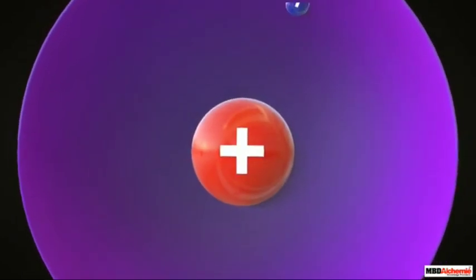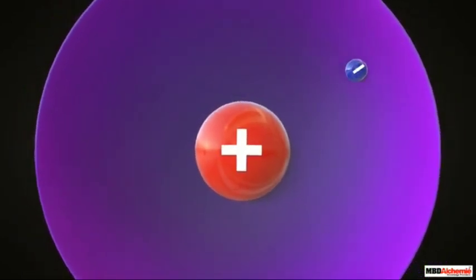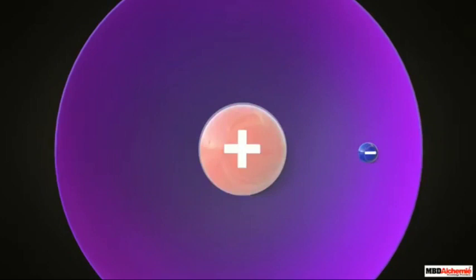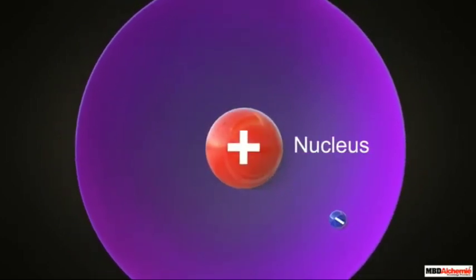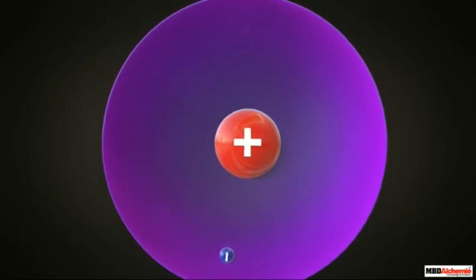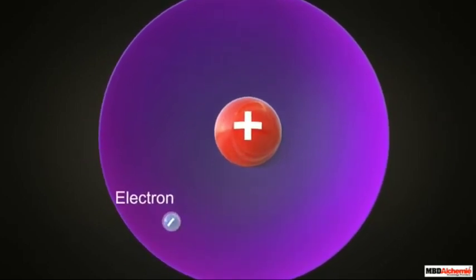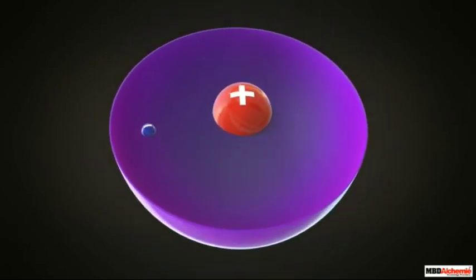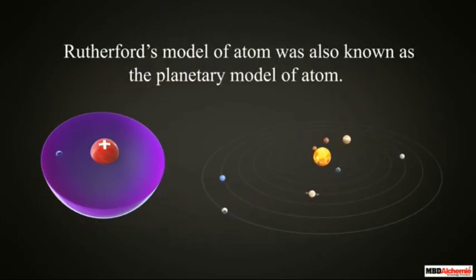According to Rutherford's nuclear model, there is a positively charged center in an atom called nucleus, and all the mass of the atom is due to this nucleus. It also suggested that electrons of the atom revolve around its nucleus. This model was also known as planetary model, as the nucleus of the atom can be compared to a miniature sun, and electrons revolving around the nucleus can be compared to the planets revolving around the sun.